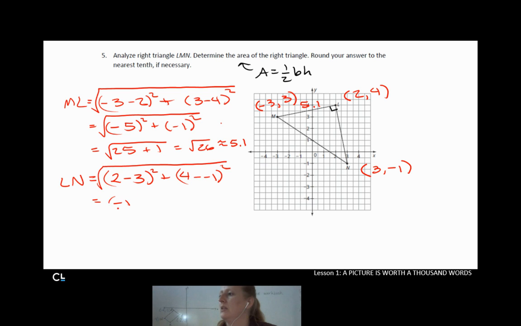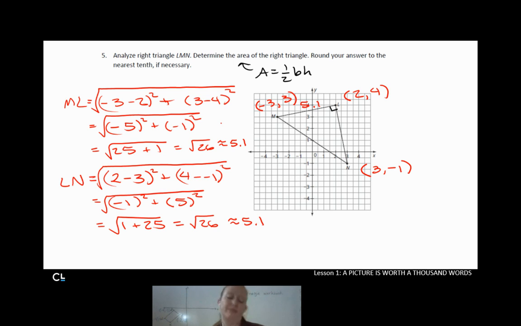2 minus 3 is -1. 4 minus a -1 is 5. -1 squared is 1. 5 squared is 25. Wait a minute, this looks familiar. 1 plus 25 is 26, and I already know the square root of 26 is 5.1. I've done this one before.